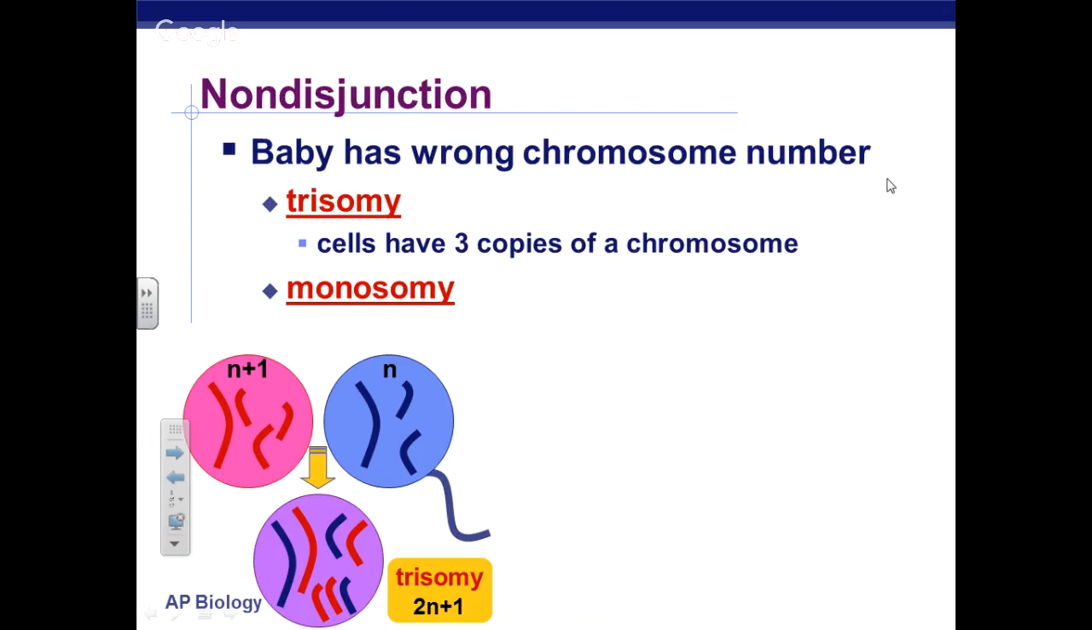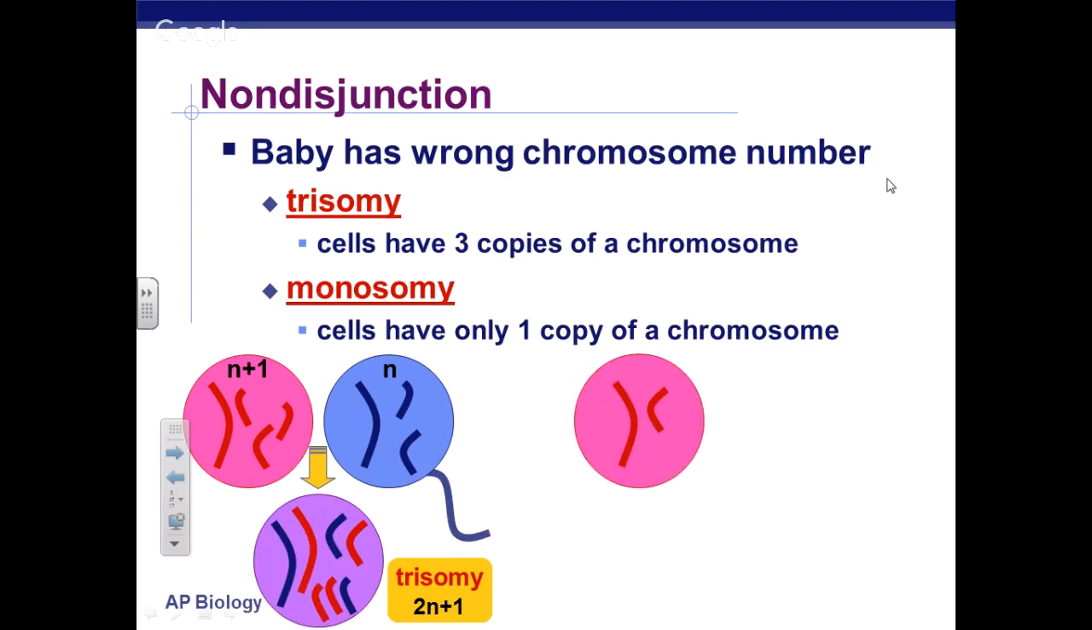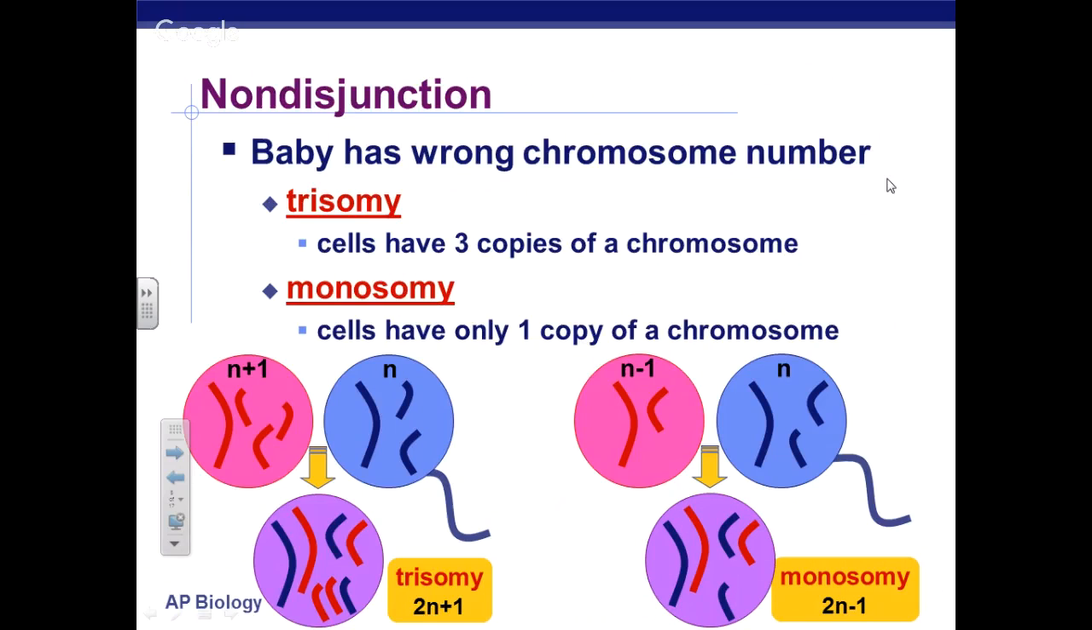A monosomy is when you're missing a chromosome, so you only have 1 copy of a chromosome. So in this case, our egg only had 2 instead of 3 chromosomes, and our sperm had 3, so our haploid here and N minus 1. So our resulting zygote will be a monosomy, 2N minus 1, and this one will only have just 1 copy. See that?